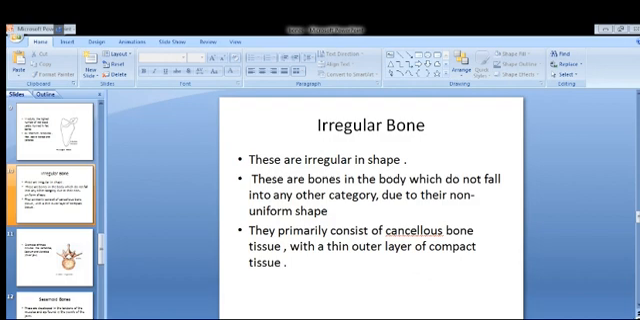Irregular bones. These are irregular in shape. These are bones in the body which do not fall into any other category due to their non-uniform shape. The name irregular itself proves that they can neither be put in the flat category, nor are they long bones, nor short bones. They might be short, but the structure is such that a separate category is formed, and the name given is the irregular bone.